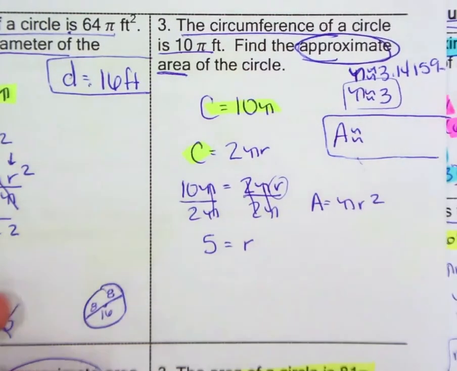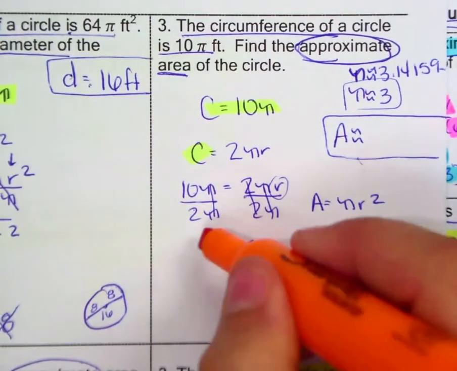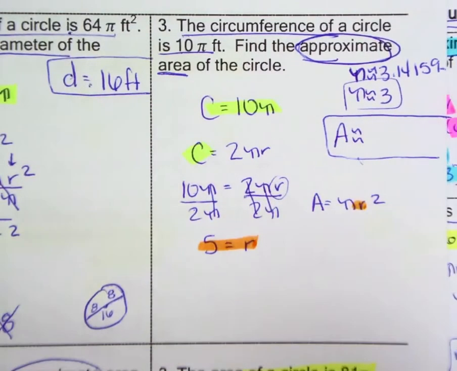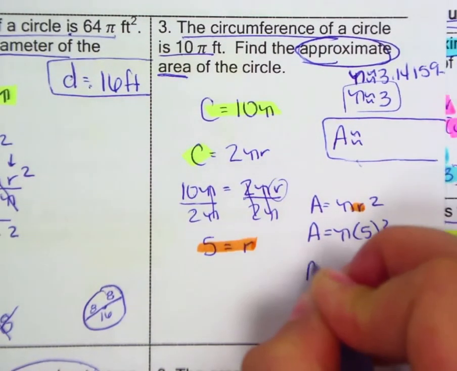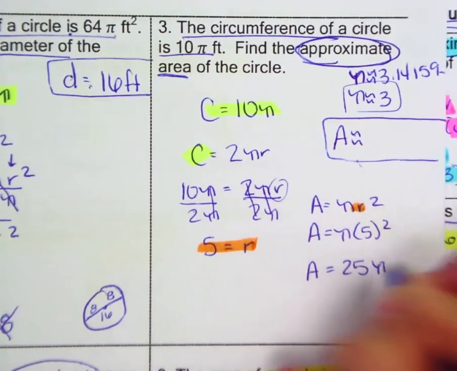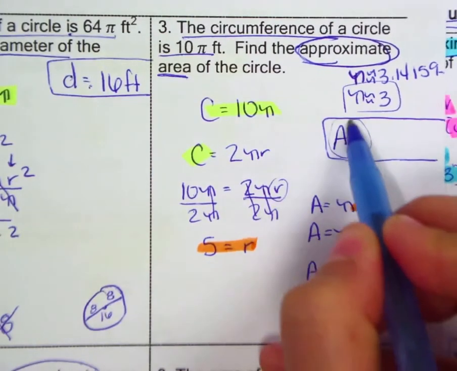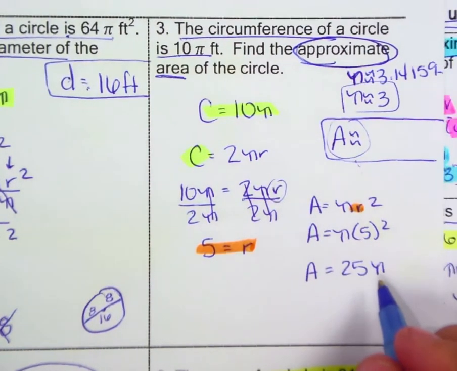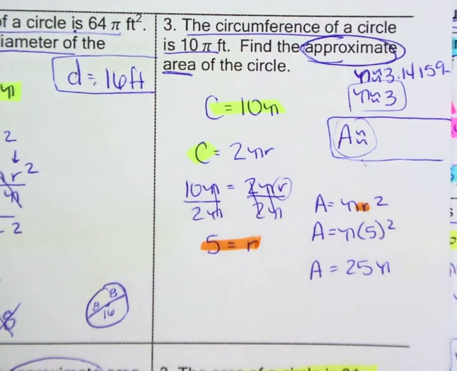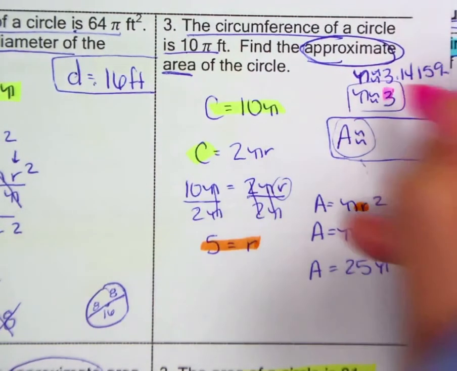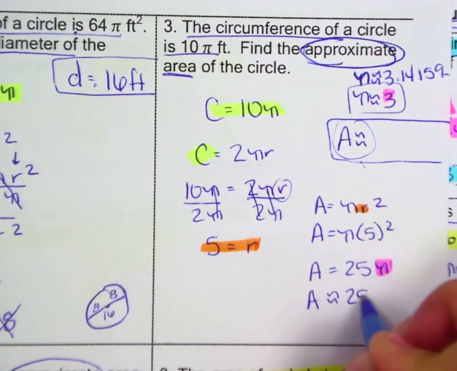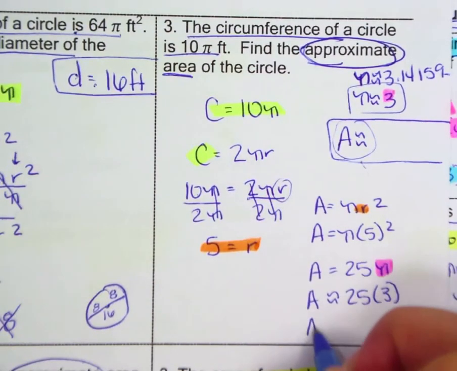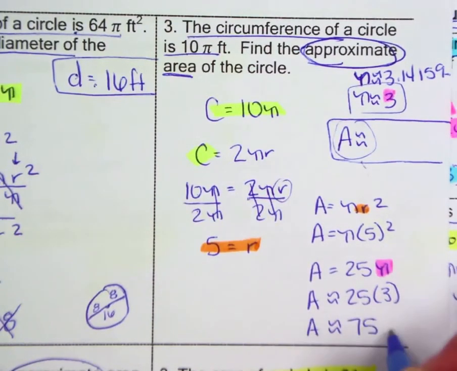So now let's substitute 5 in for r. So the area is 25 pi. Except it's asking for approximate. So we're going to go ahead and substitute 3 in for pi. So area is approximately 25 times 3. So the area is approximately 75 feet squared.